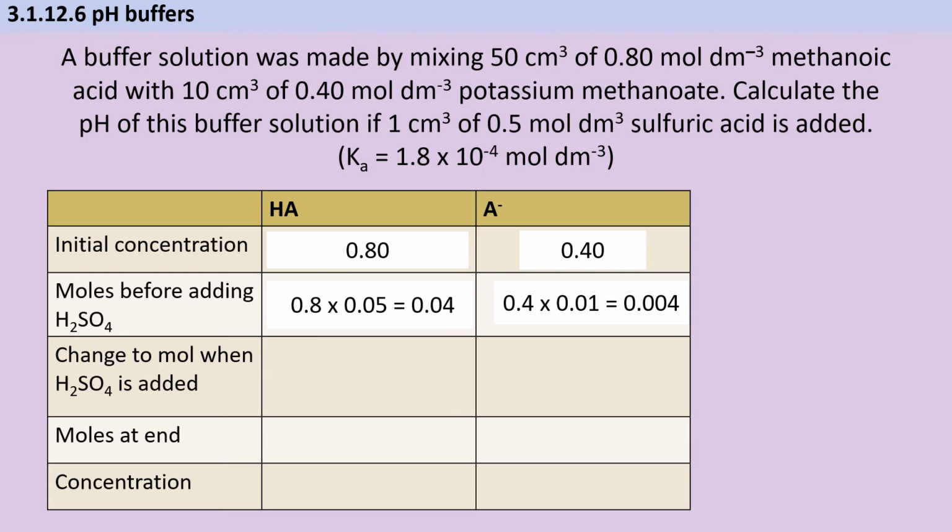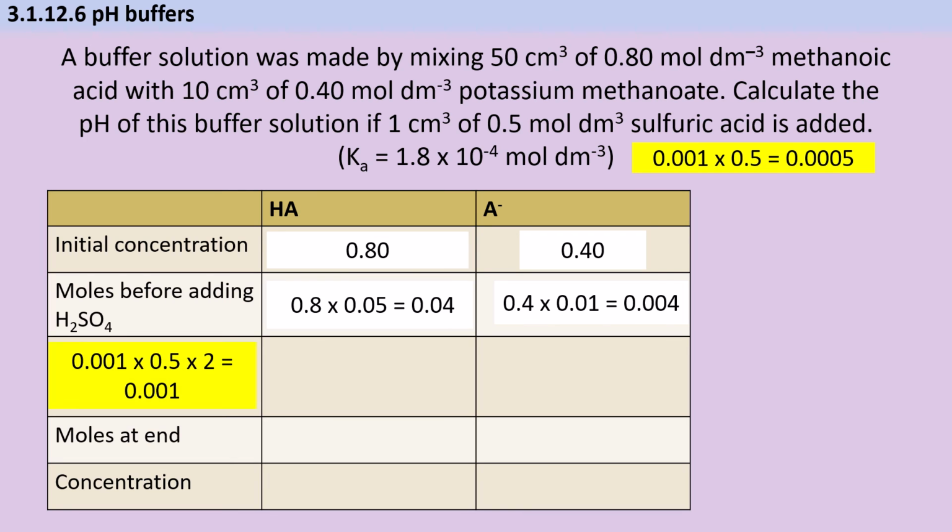Now, in order to work out how those numbers of moles are going to change, we need to know how many moles of hydrogen ions are being added, not how many moles of acid are being added, although we are going to use the acid to work out the hydrogen ions. So I can work out the moles of sulfuric acid by multiplying the concentration by the volume to give me 0.0005 moles. But as we know, for every 1 mole of sulfuric acid, we're going to have 2 moles of hydrogen ions. So to work out the moles of hydrogen ions added, I actually need to double this number.